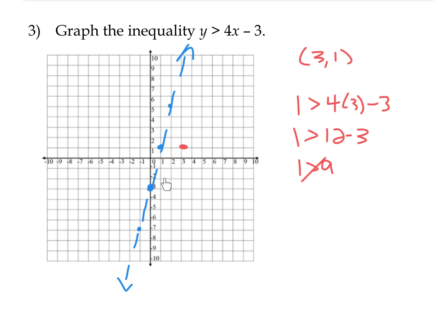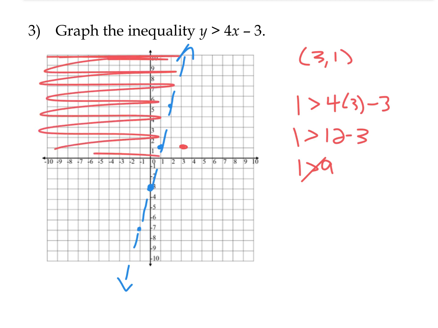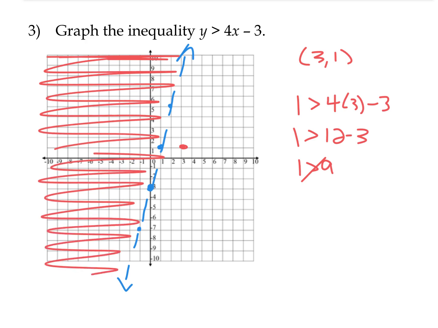So that means this side of the line, any point I pick over here, if I checked it, it would not work. Every point on the other side of the line does work. So I want to shade my graph. Every point on that side of the boundary line is a solution. You can pick any point over there you want. Every one of them would work.